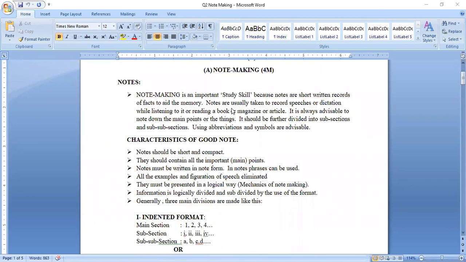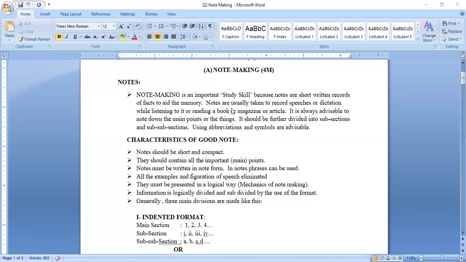Sir, good morning. Sir, we can revise note making and summary. Summarizing or abstraction or note making. It is taking 8 marks. That means for note making 5 marks and summary writing or summarizing or abstraction 3 marks.